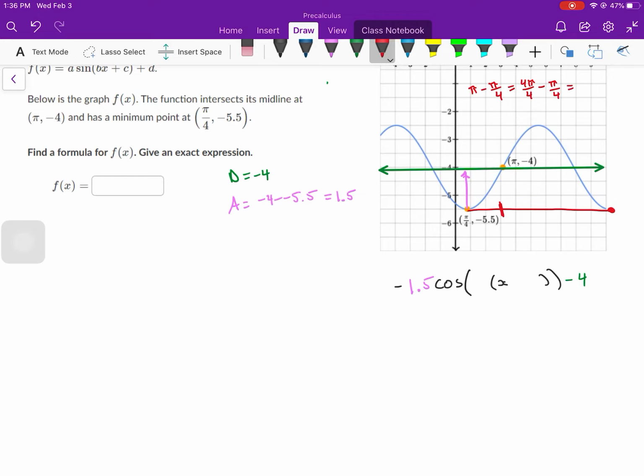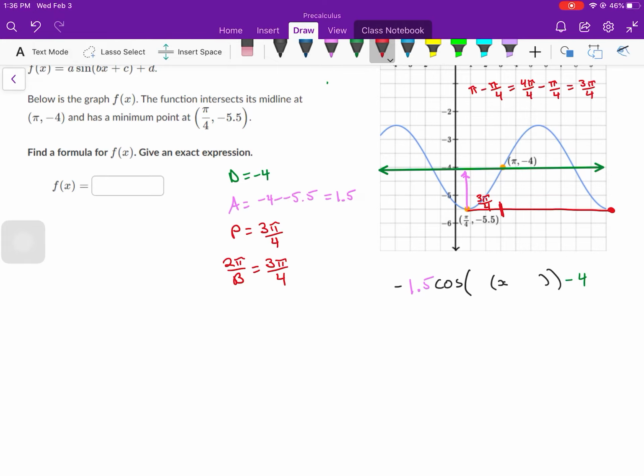So that's going to be 3 pi over 4. Seems kind of crazy, but that 3 pi over 4, that's a quarter of the way. So if we have that 4 times multiplied by 4, our period is going to equal 3 pi over 4. But remember, that's not what b is. 2 pi over b is equal to our period.